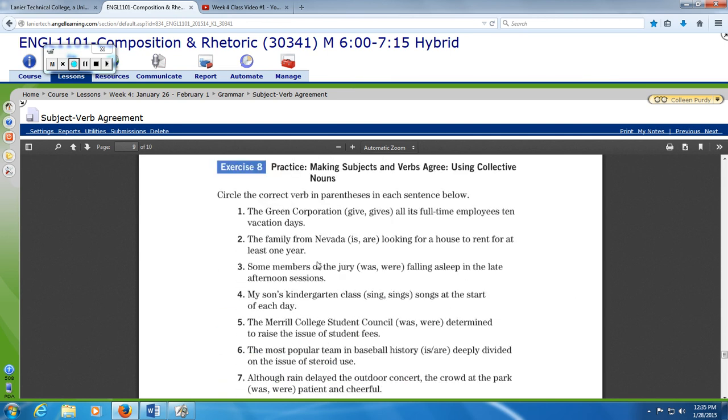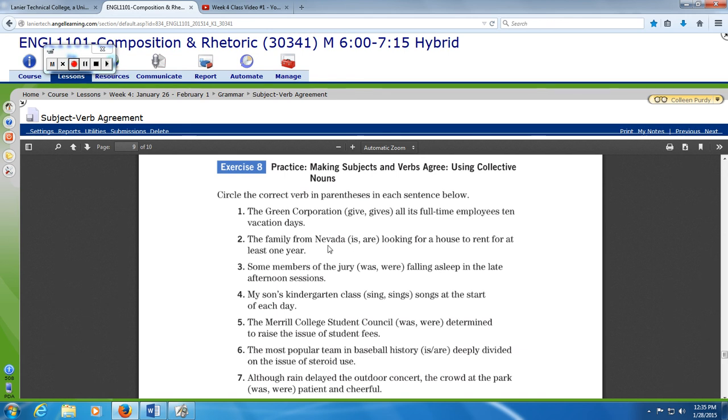So let's practice. The Green Corporation, that's a proper noun, so it's used as the complete simple subject. So that's your subject. It is singular, so it gives. The Green Corporation gives its employees 10 vacation days. From Nevada is a prepositional phrase. For a house is a prepositional phrase. To rent is an infinitive verb. For at least 1 year, prepositional phrase.